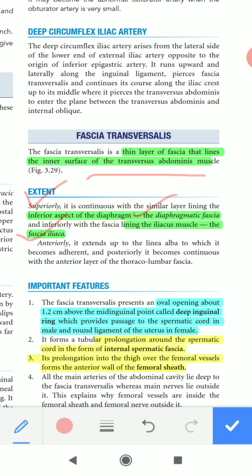The important feature you have to know here is the deep inguinal ring. What is the deep inguinal ring? It is a small oval opening about 1.25 centimeter above the mid-inguinal point, which provides the passage of the spermatic cord in the male and the round ligament of the uterus in the female. So the deep inguinal ring lies over the fascia transversalis.